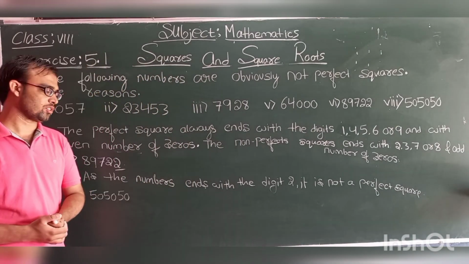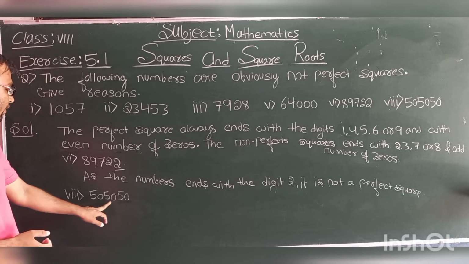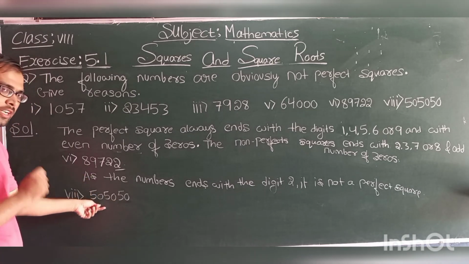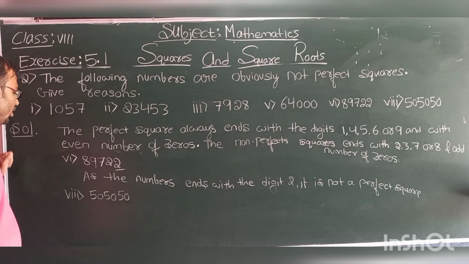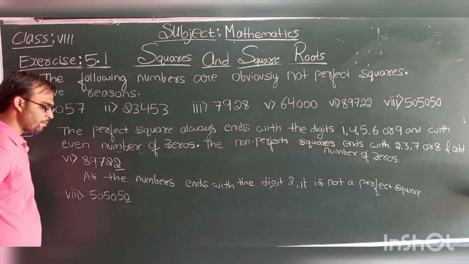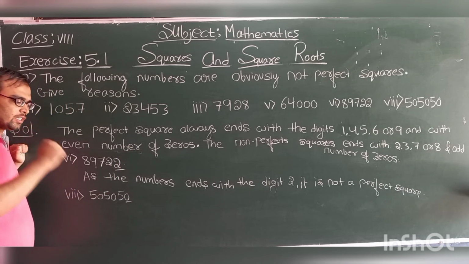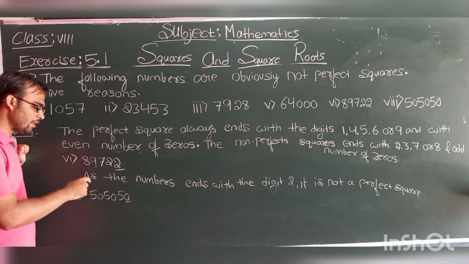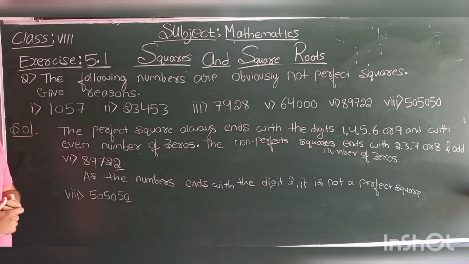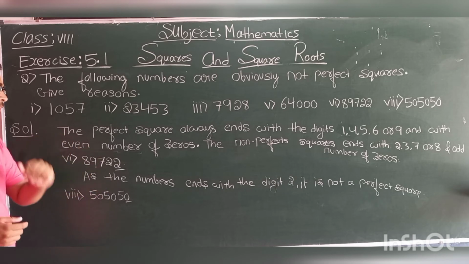Now let us solve 8th question. Okay, so what is it? 505050. This is also not a perfect square. And why is it so? So look at here, this number is ending with only one 0. That is, this number is ending with an odd number of zeros. So because of this, it is not a perfect square.